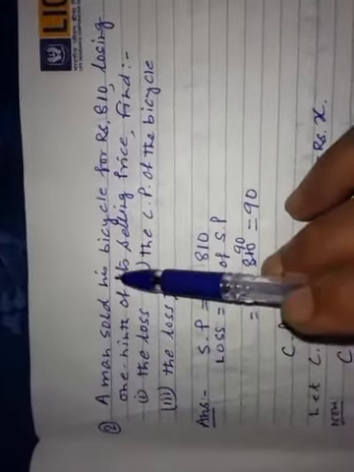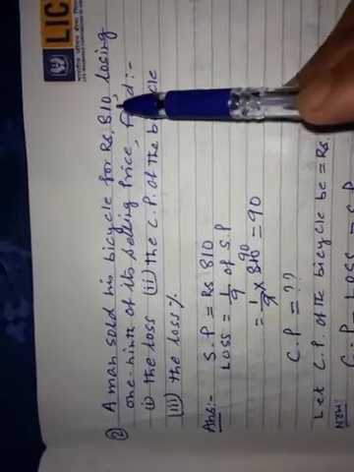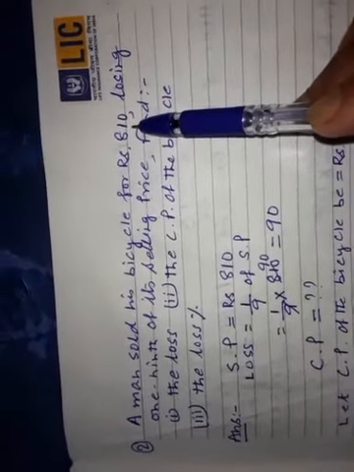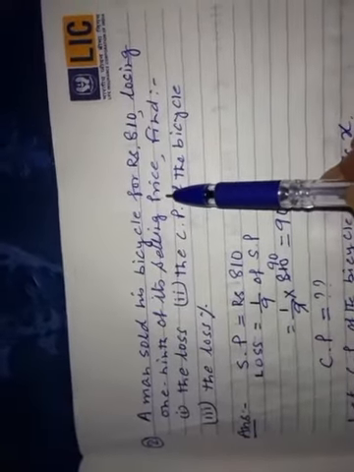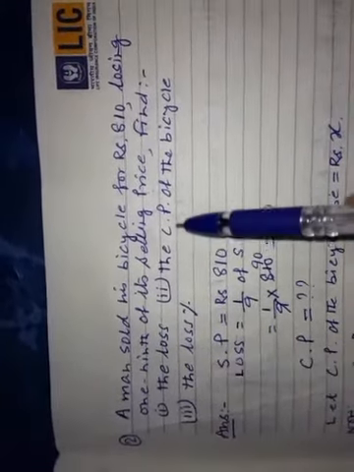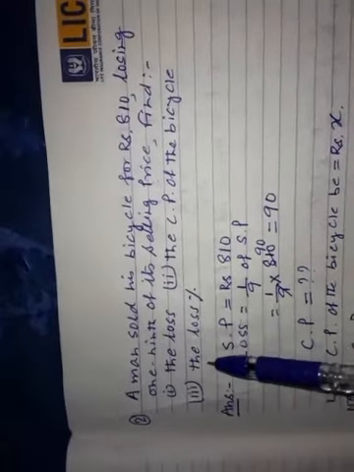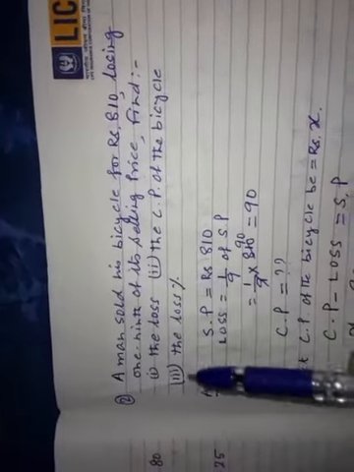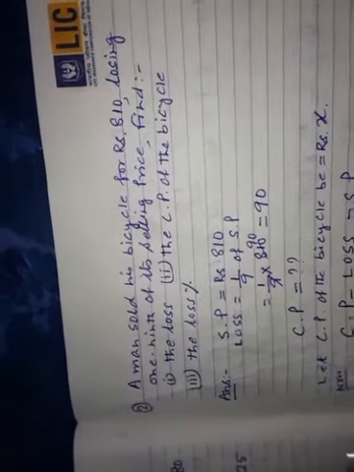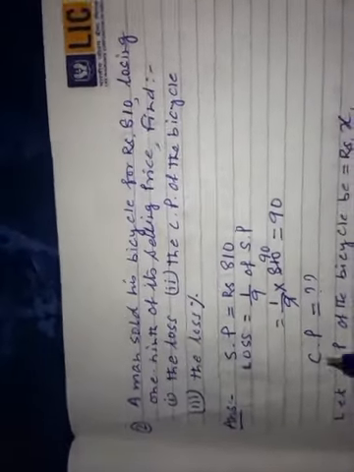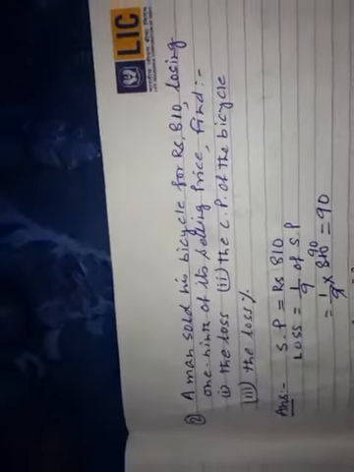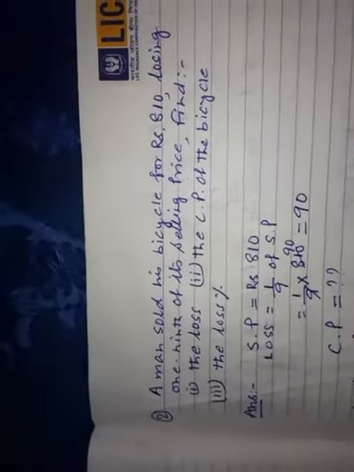A man sold his bicycle for rupees 810, losing 1/9 of its selling price. Find the loss, the CP of the bicycle and the loss percent. So here I told you in the beginning that whenever you are going to calculate profit and loss math, you have to always find out the CP. So in this question, CP is not given.